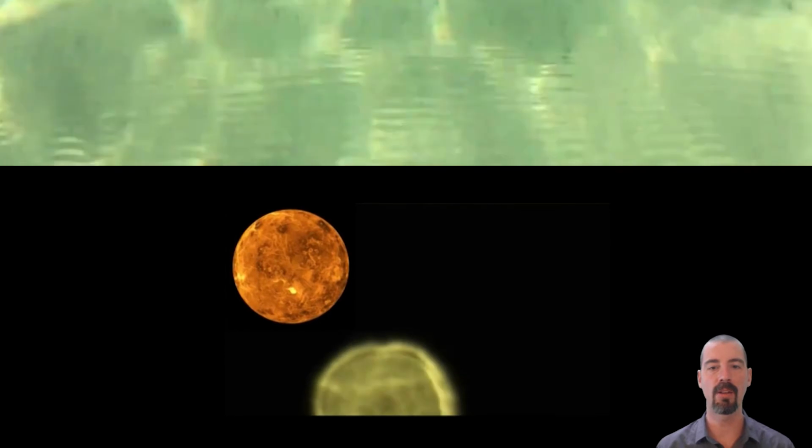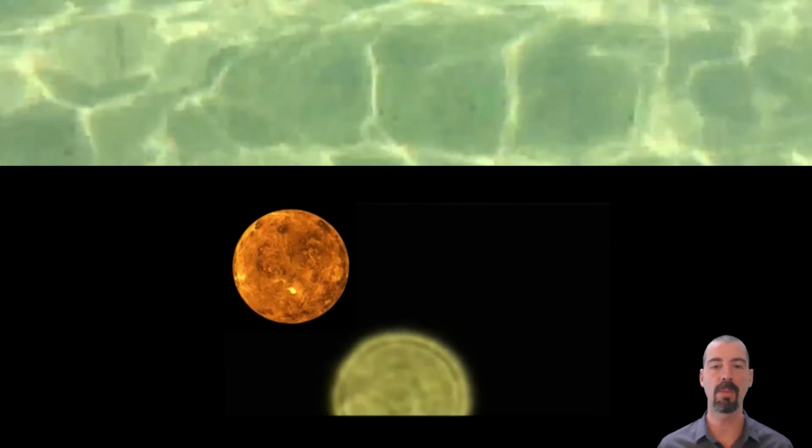So what we're looking at is Mars here, and what you can see is the ripples of the atmosphere, the water in the atmosphere.